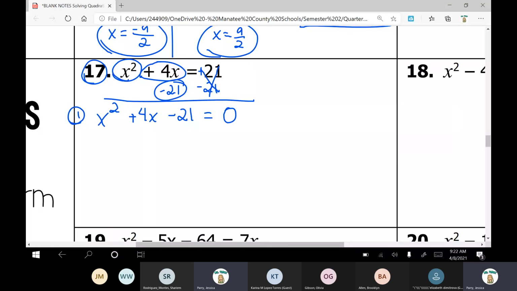Going on to step 2 is factor the left side. So I've got my 2 sets of parentheses equal to 0. I know I'm dealing with the variable x. Okay, help me out here. What 2 numbers multiply to a negative 21 and add to 4? Go ahead and type in the chat or turn your microphone on. What 2 numbers can I use, multiply to negative 21 and add to 4? And one's positive and one is negative.